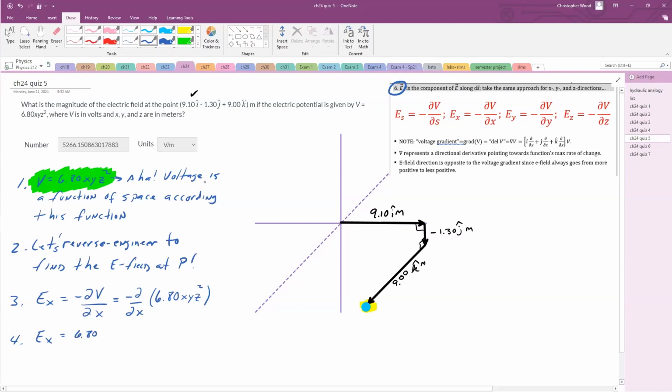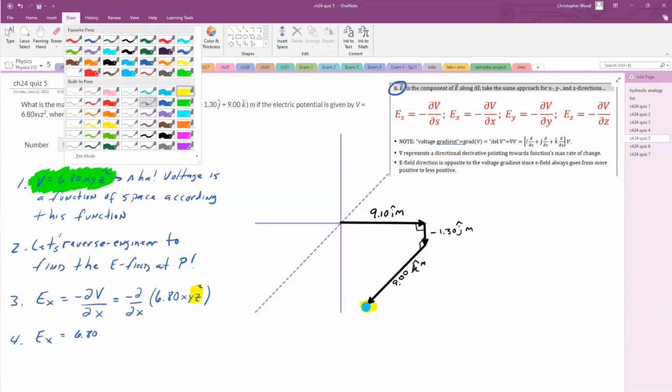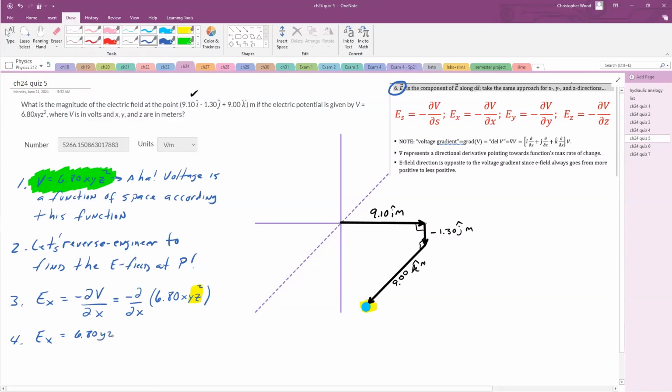You're going to do step 3 exactly as if it were just a regular garden variety derivative, except you're going to consider y to be a constant and z squared to be a constant. So it's just a very simple derivative in step 3. So what are the constants in this expression? 6.80 is a constant, and y z squared is a constant as well. So we're just left with, and I can't forget that negative sign, what is the partial of what's not constant with respect to x?